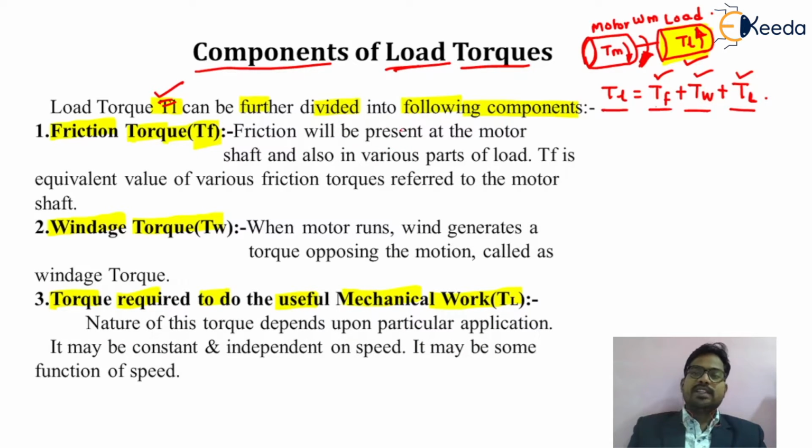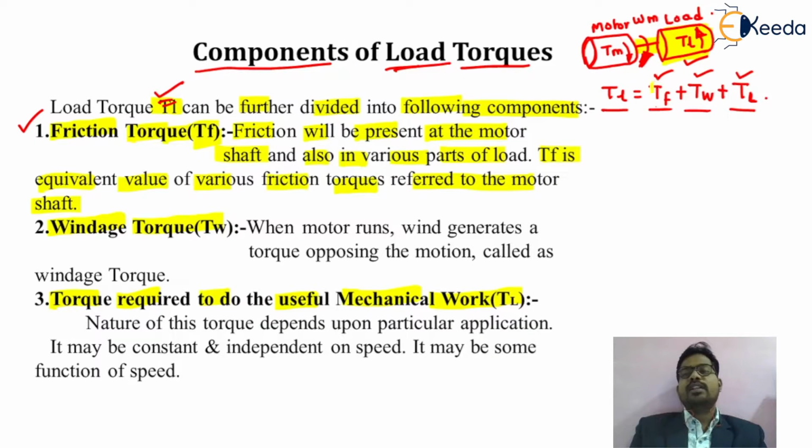Okay, so we will start with understanding the first component, which is called the friction torque. What do you mean by friction torque? Friction will be present at the motor shaft. Obviously this type of friction will be available at the shaft of your motor and also in various parts of the load. So friction is possible in the shaft of the rotor and various parts of the load. TF is the equivalent value of various friction torques referred to the motor shaft.